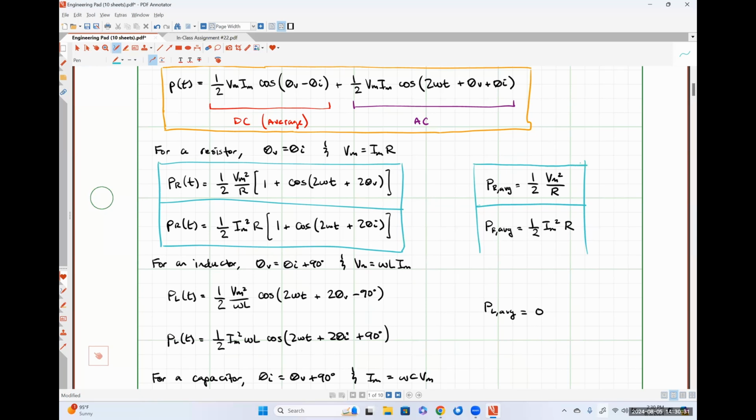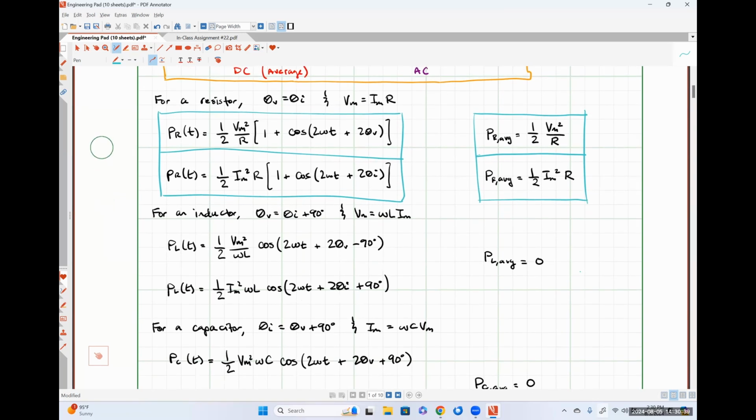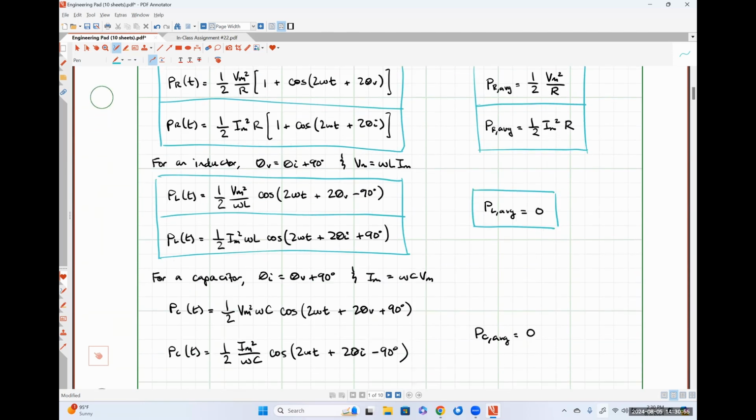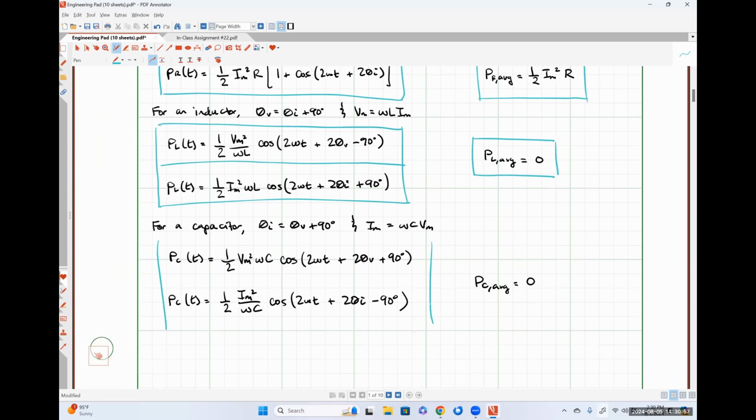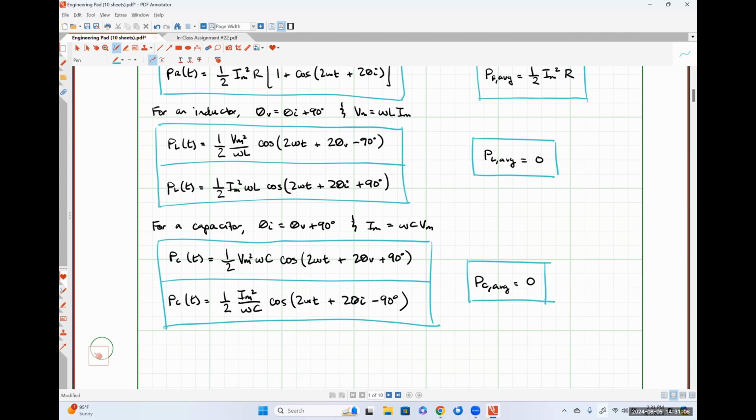But the drawback of them is that they're only usable for these particular circuit elements. So it's not really good for a network, but if we just have a resistor we're interested in, we can use these. If we just have an inductor, we can use these. And if we just have a capacitor, we can use this one.